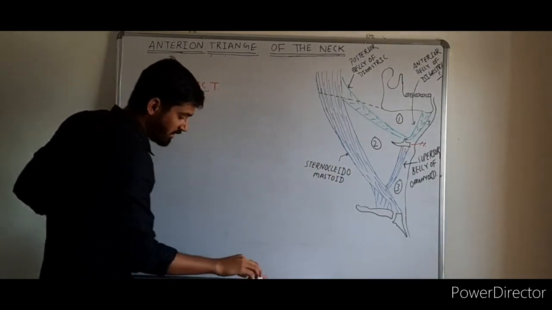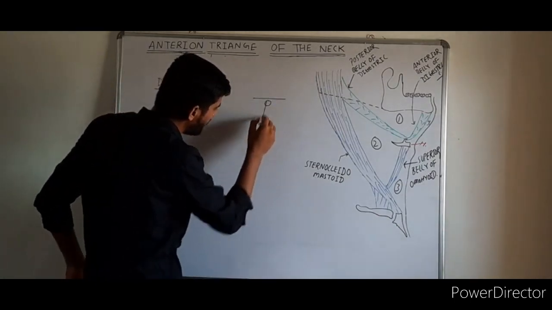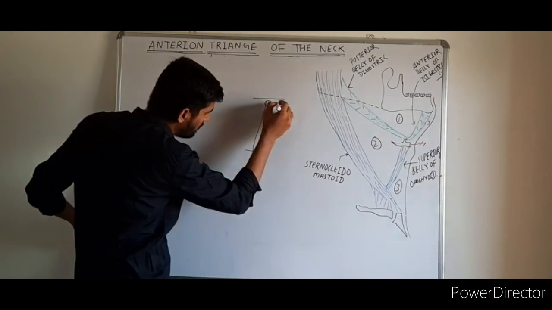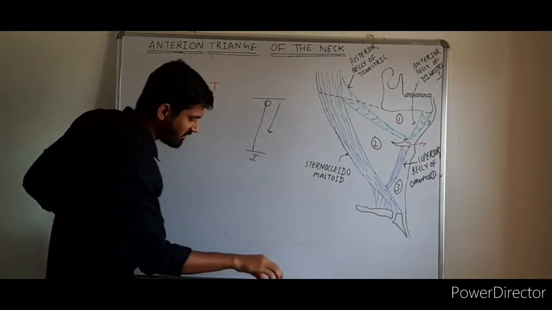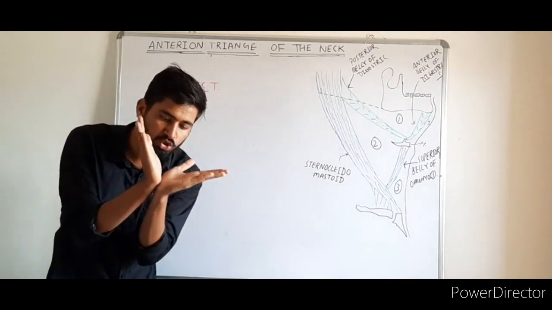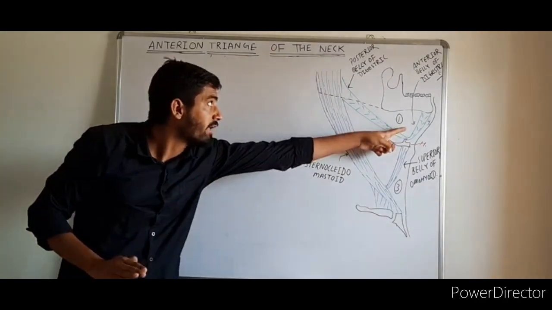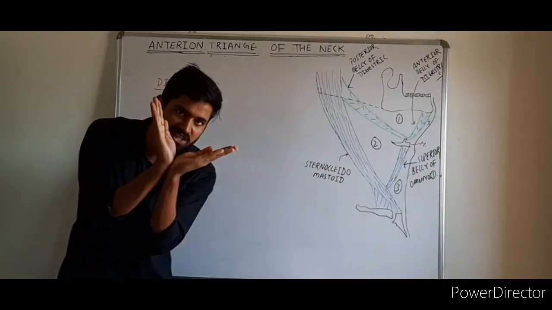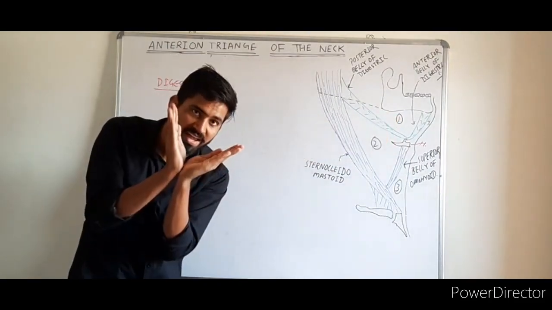Digastric triangle. Remember one basic thing: if a muscle originates from here, this is the origin point, and it comes here, this is the insertion point. So if the muscle is coming from origin to insertion, you can write inferiorly. This is number one, the digastric triangle. The digastric triangle is situated between two bellies of the digastric muscle. This is the anterior belly of the digastric, and this is the posterior belly of the digastric. Between this structure, that is called the digastric triangle.